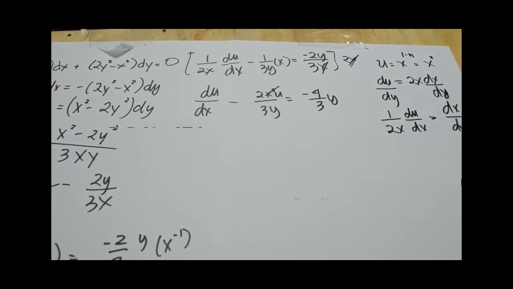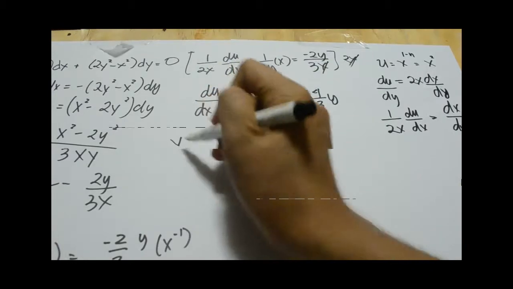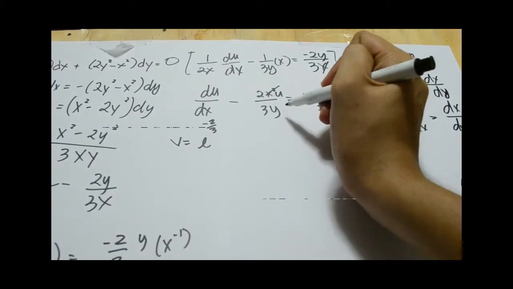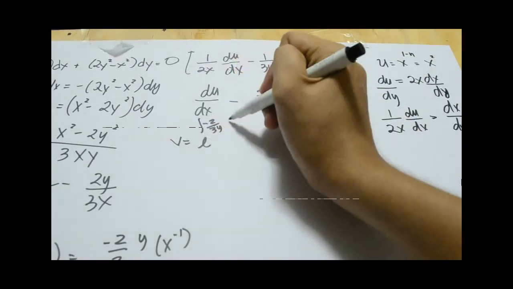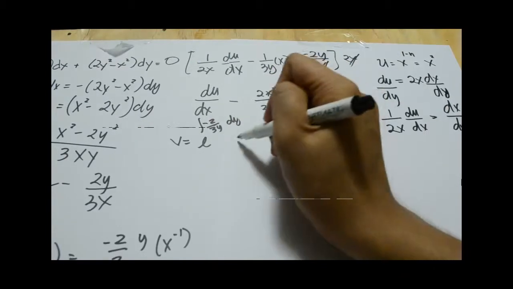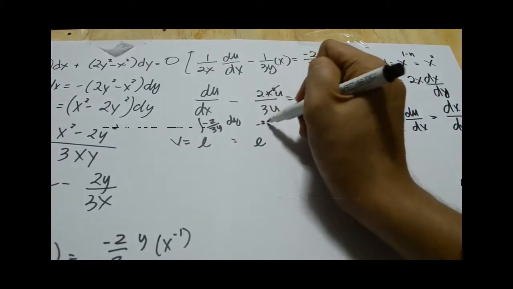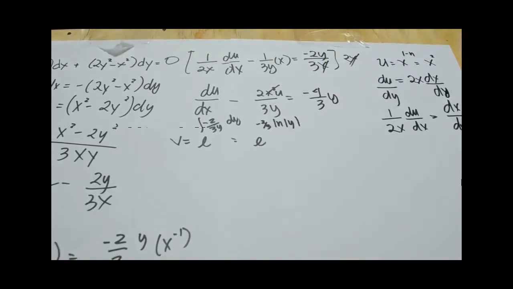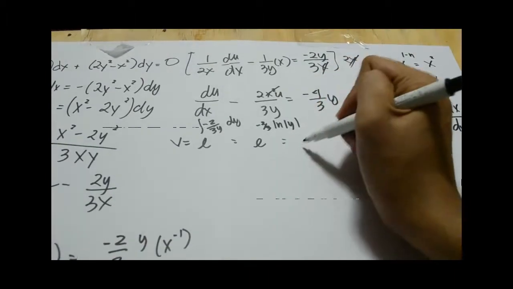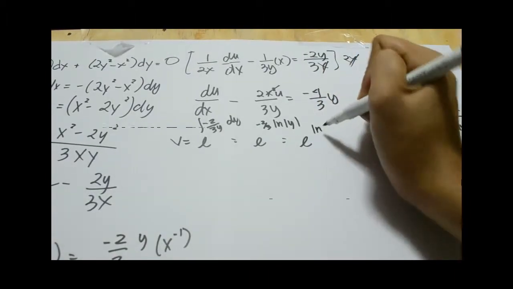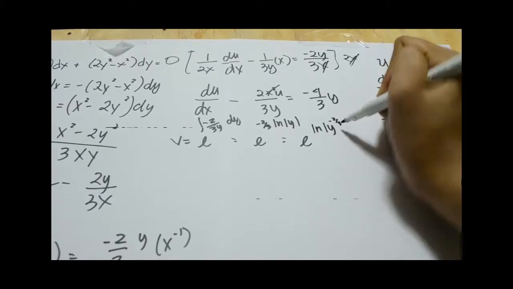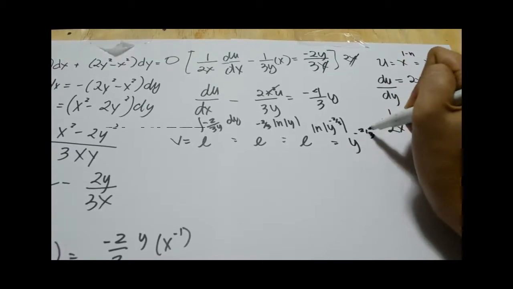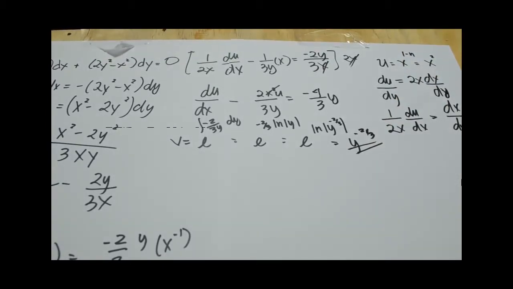So now we'll get the integrating factor. We let v is equal to e to the negative 2/3y dy, and this is just equal to e to the negative 2/3 ln of y, right? Or just e to the ln of y to the negative 2/3, or y to the negative 2/3. So this is our integrating factor.